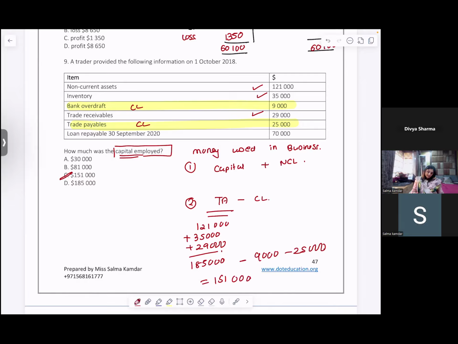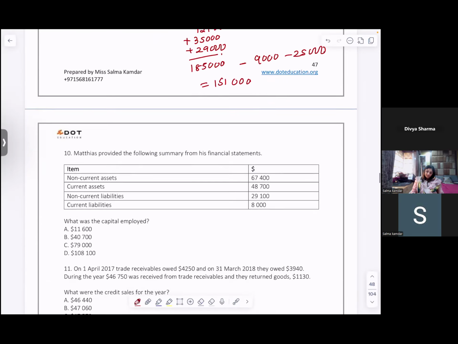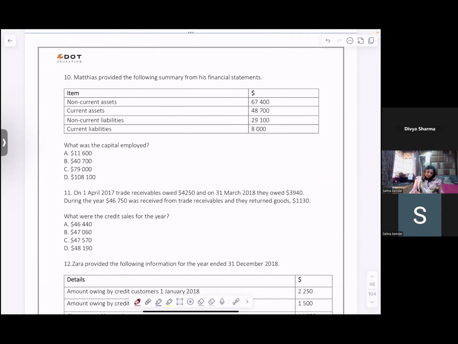151,000 is your capital employed. Okay, next one. What is capital employed? Your total assets minus current liabilities. Yeah, money used in the business. How do you get the money used in the business?